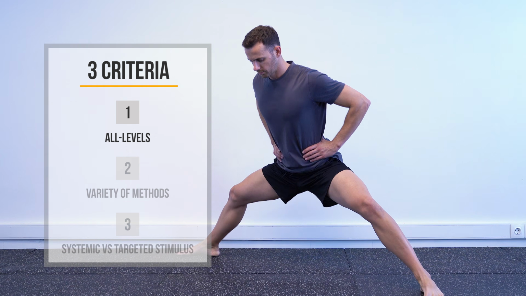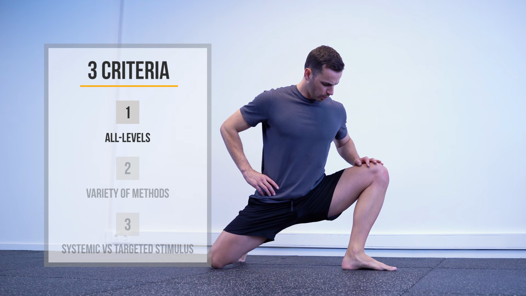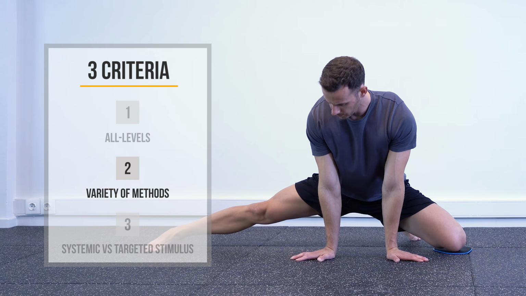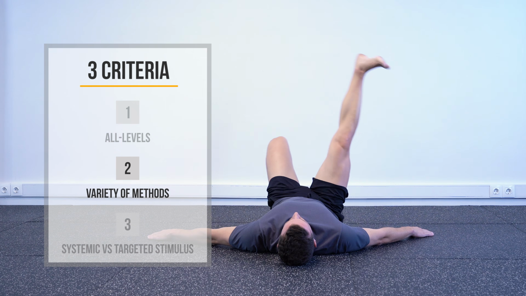Now, for your favorite exercise to make it to the S tier, it needs to rank well in 3 criteria. First, it needs to be suitable for all levels, and most importantly, it needs to be an exercise that even inflexible people can do. Second, it needs to be a position that you can perform with many flexibility methods and not just 1 or 2.